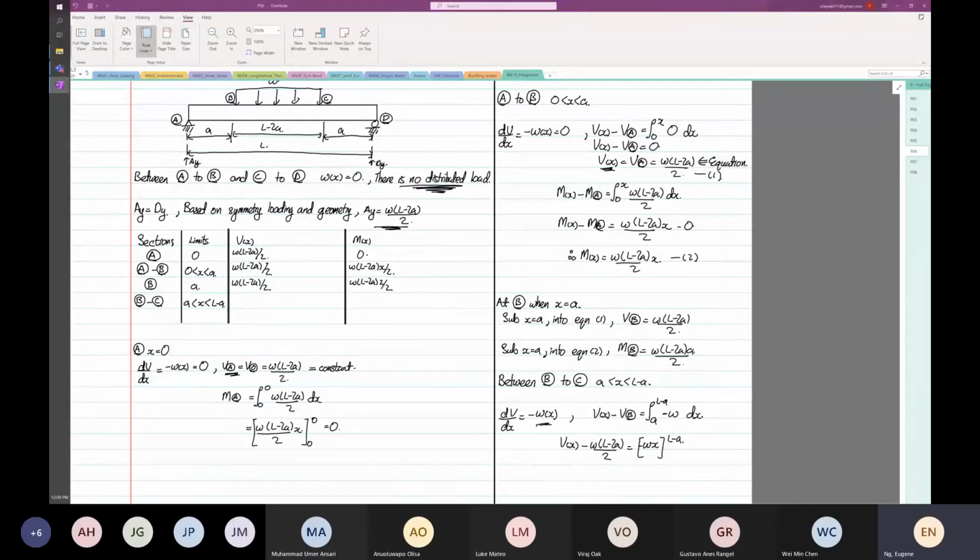Sorry. Don't rush. Minus omega L minus A and A. So B as a function of X is equal to omega L minus 2A over 2 plus or minus omega L minus A, plus omega, because minus will be plus A. So this will be equal to omega L over 2 minus omega A plus or minus omega L plus omega A plus omega A.